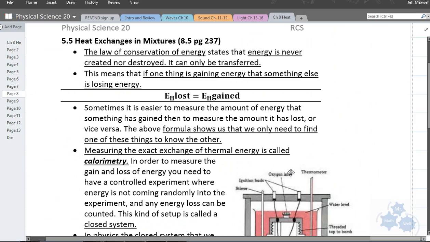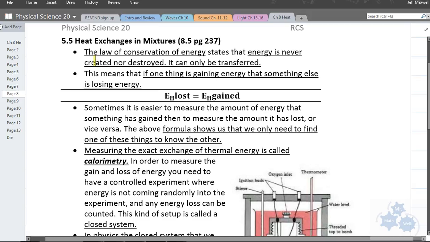All right. So 8.5 in your textbook, if you want to turn there to page 237, talks about heat exchange in mixtures. Okay, this is an important part of chapter 8 when we talk about transfer of energy, and heat exchange.